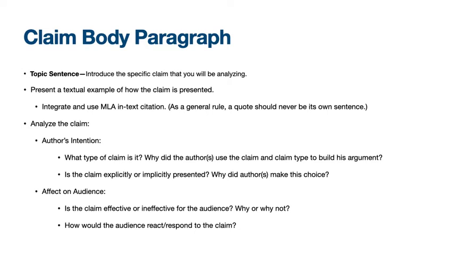And the last part we would end with for our analysis of a claim would be the effect on the audience. So really how they're interpreting that claim, whether or not the author's choices were ineffective or effective. So we'd really explain why the author's choices would be effective or ineffective, how the audience would react or respond to the claim. If we think about a specific claim being ineffective, you could think about the phrasing issues that made it ineffective, or what the author was not really considering when they presented that claim that made it weak and therefore ineffective for the audience.